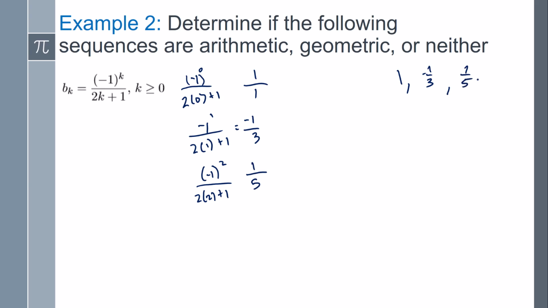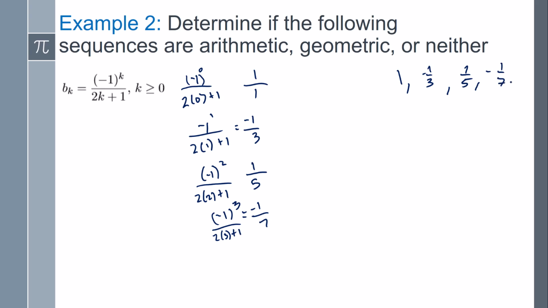And if I plug in 3, let's look at one more. Negative 1 to the third over 2 times 3 plus 1. That's going to give me 7. So I get negative 1 over 7.